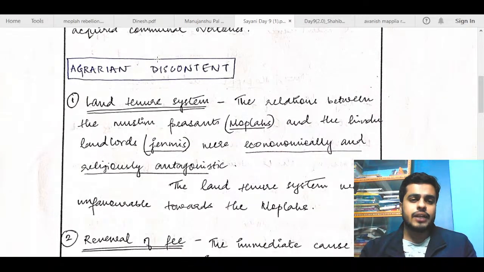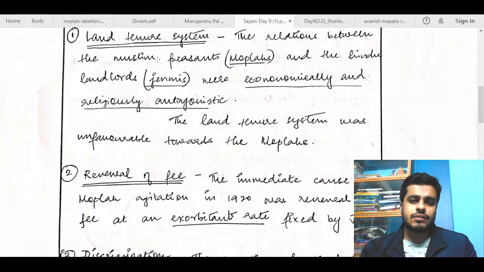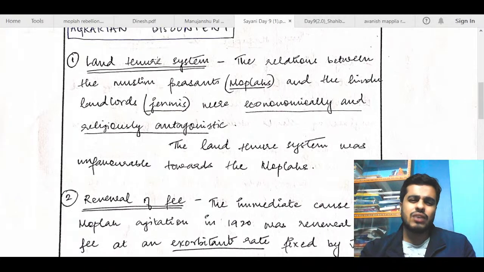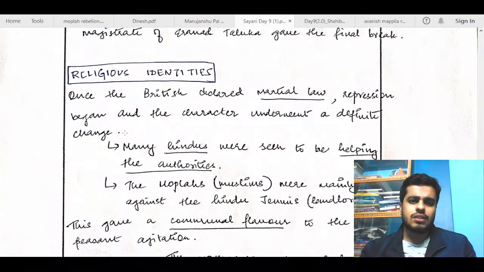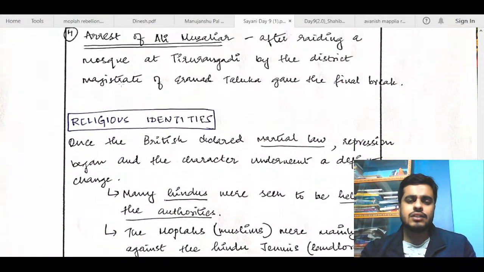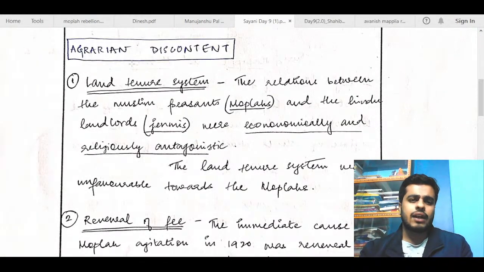Next, the agrarian discontent part is fine. I will say the land tenure system is good. The relations between the Muslim peasants and the landlords are okay. Religiously antagonistic: here you can avoid talking about religion, because I think you will write about religion in one part. So when you are writing about religious identities, you will again repeat those points. So try avoiding that. When you are talking about agrarian discontent, go solely on agrarian issues.